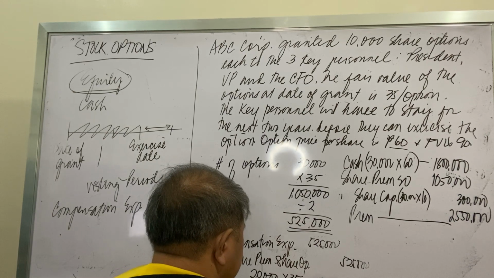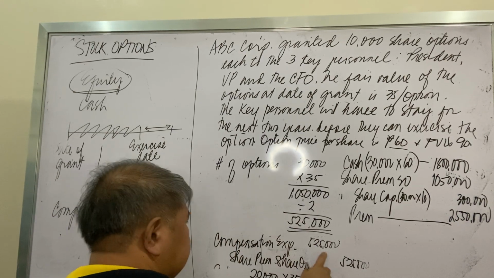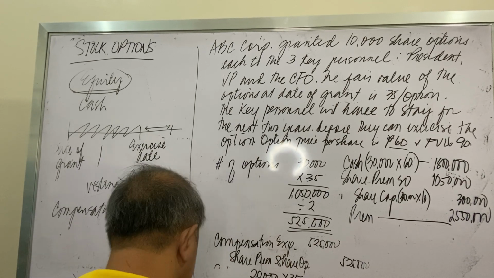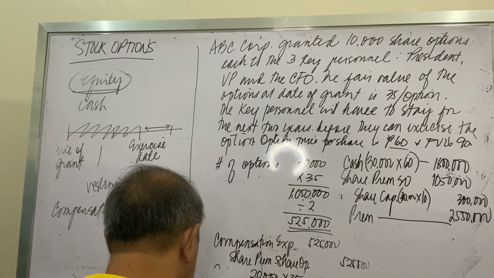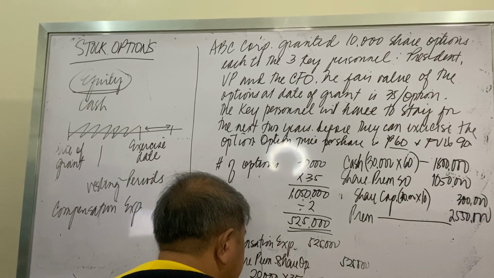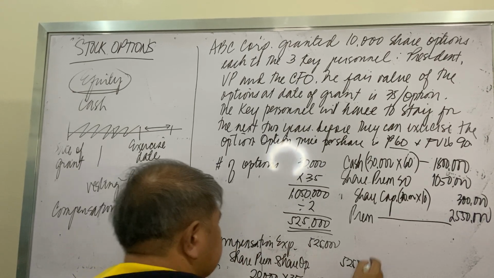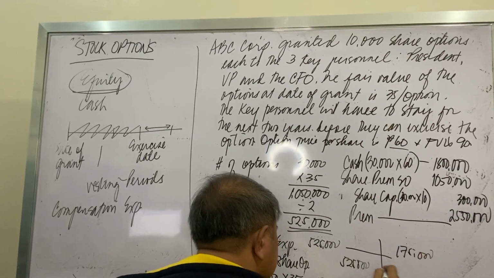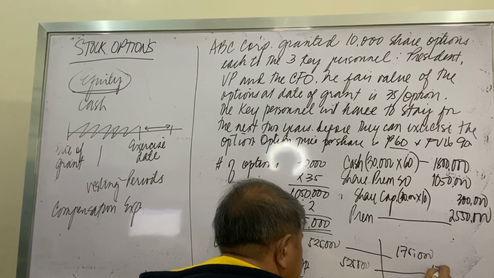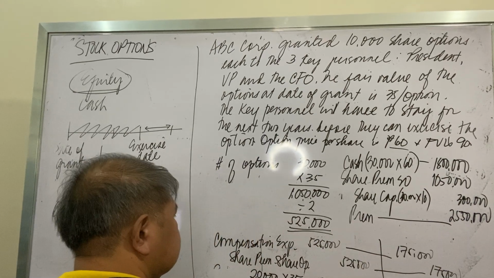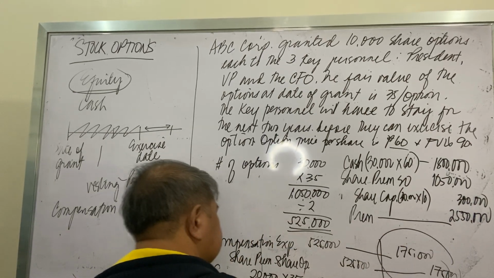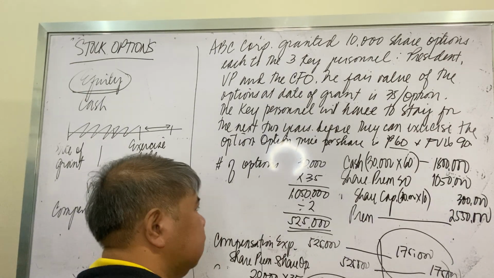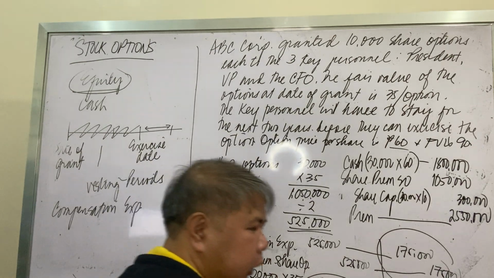Now we have already recognized 525,000 from the previous year. So therefore, we just need to recognize an additional 175,000. So on the second year, the entry would be debit compensation expense for 175,000 and credit share premium for 175,000. So dito tayo nagbago, we have to recalculate based on the existing condition. Mababago dito.